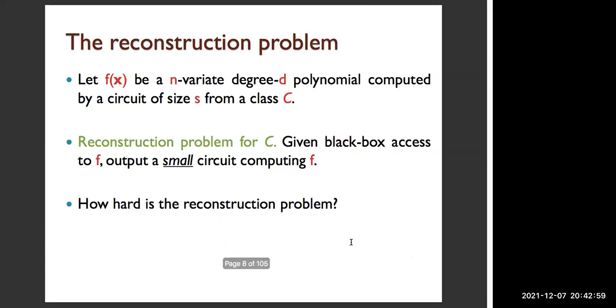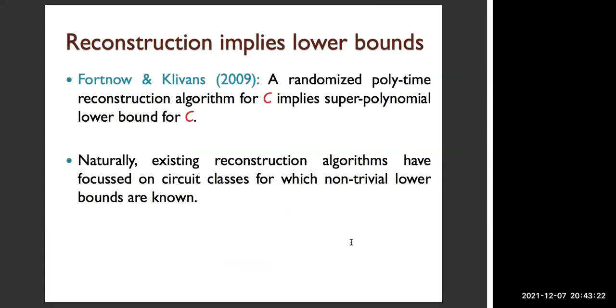Talking about hardness, it's an obvious question now. By now, in this series of talks, we have seen arithmetic circuit lower bounds, and we've seen polynomial identity testing. And here is a third problem: learning arithmetic circuits. So how hard is this problem compared to the other problems? It turns out that it is at least as hard as proving lower bounds. That's because of a neat result by Fortnow and Klivans. It says that any randomized polytime reconstruction algorithm for a class C implies a super polynomial lower bound for the same class C. The statement is reasonably neat.